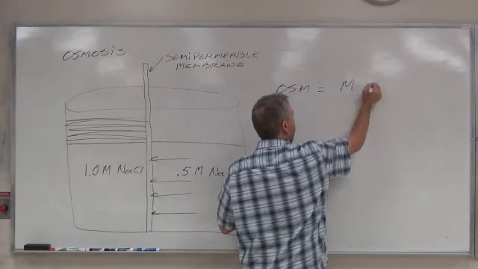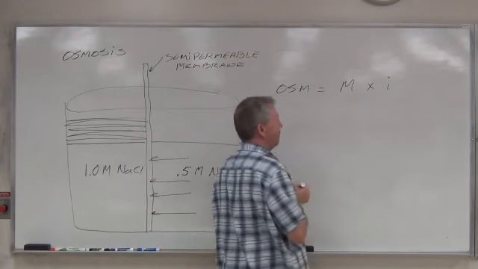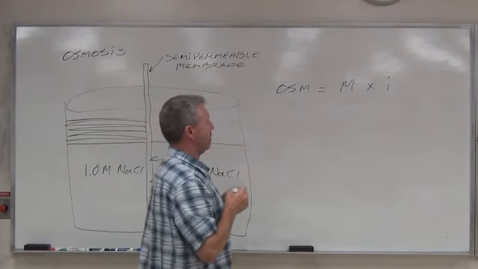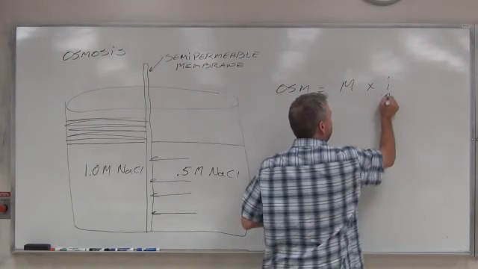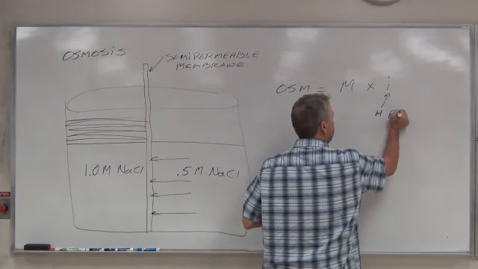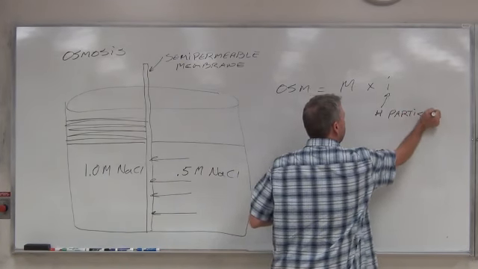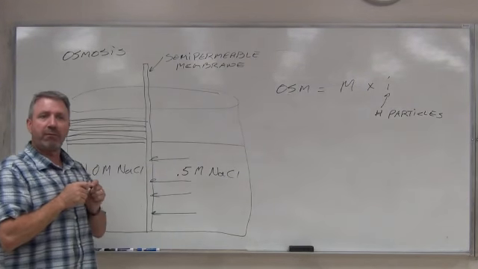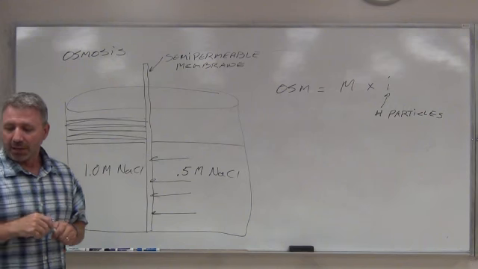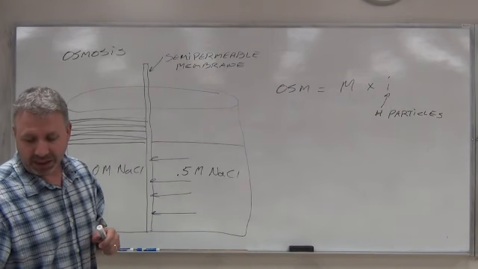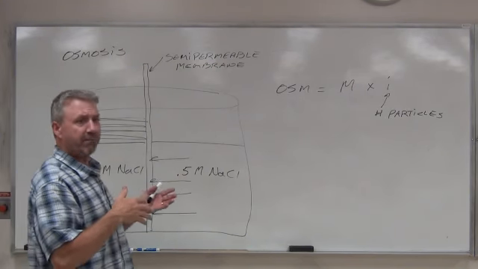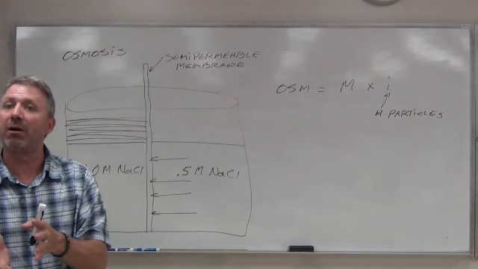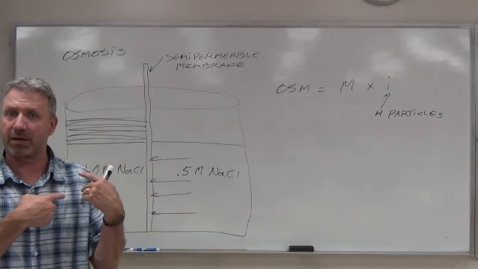But we can calculate an osmolarity by taking the molarity of the solution and multiplying it times i. So the hardest thing we're going to have to do is determine what i is, which is the number of particles. In our questions, you'll be given molarity and you'll be given a formula. So what you're going to have to do is dissect the formula and figure out how many particles there are, because the molarity is going to plug directly in.